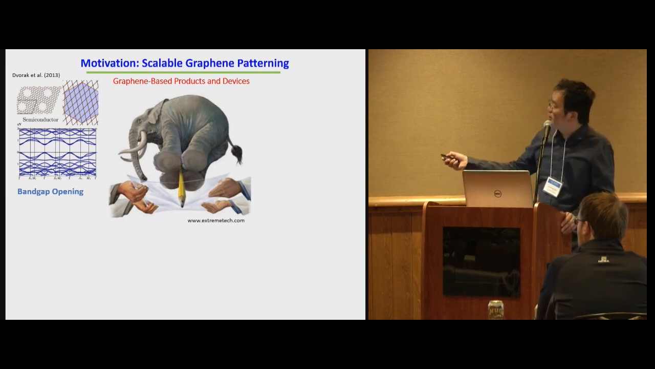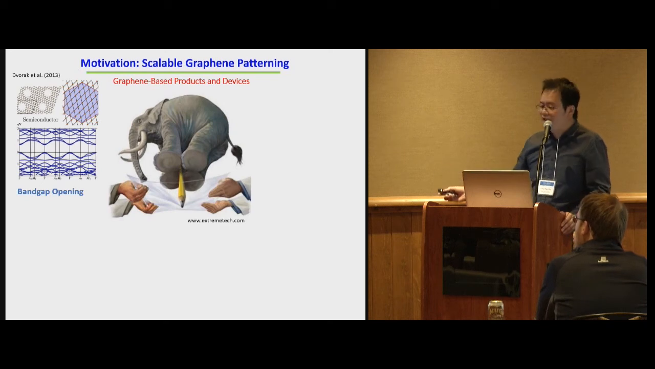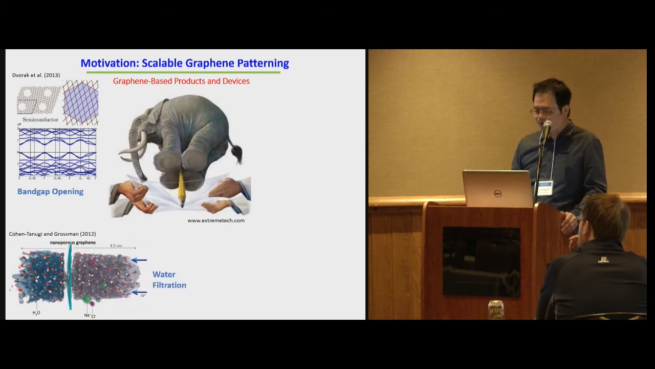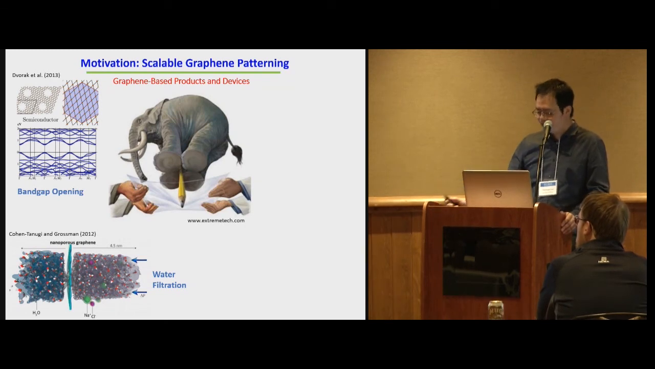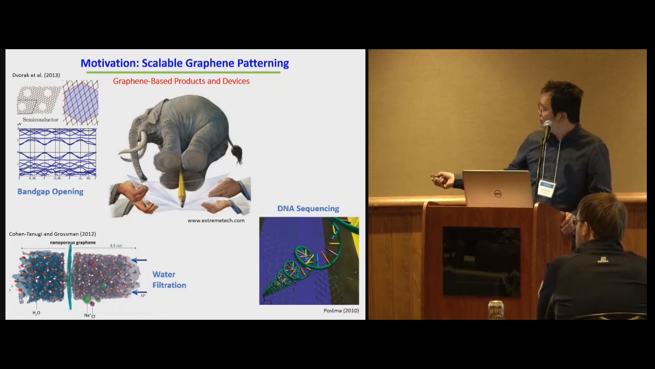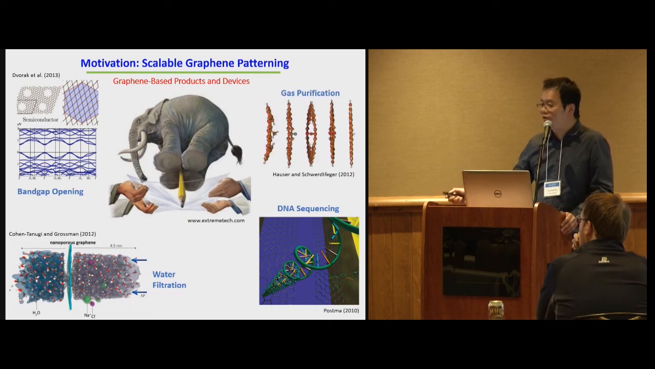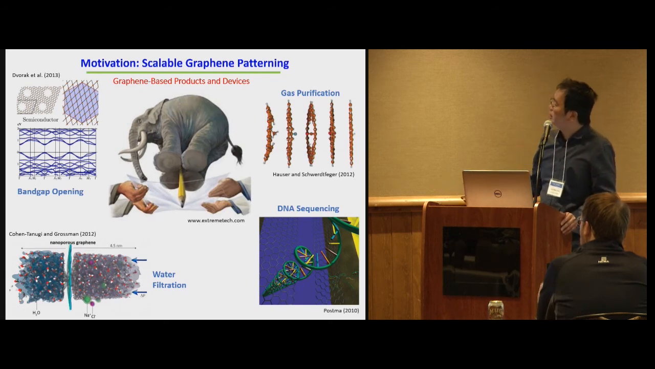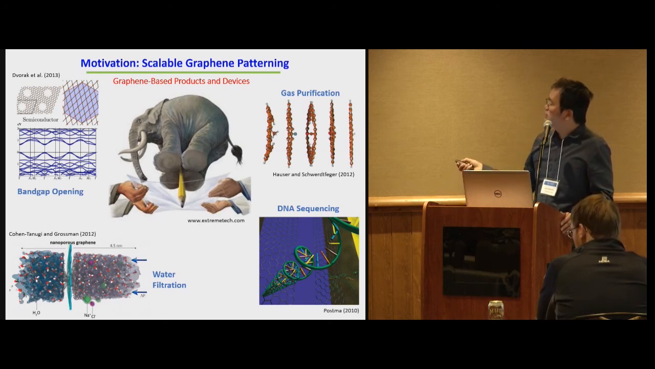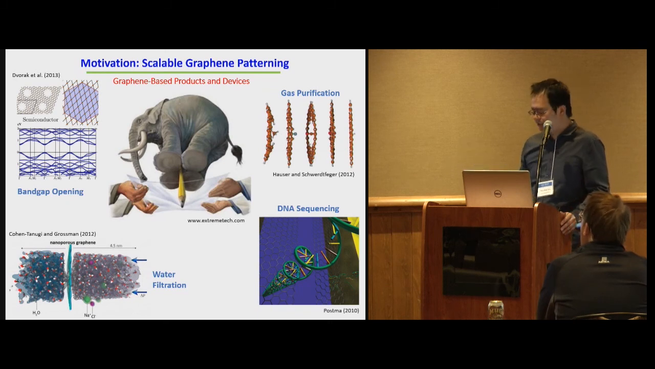So, for example, the patterning of holes in graphene can open up a band gap necessary for graphene devices. Creation of nanopores is necessary for water filtration purposes. Again, holes are also important for DNA sequencing and also for gas purification. So this comes to the question: how can we reliably create holes in graphene, or how can we actually pattern graphene on a very large scale?